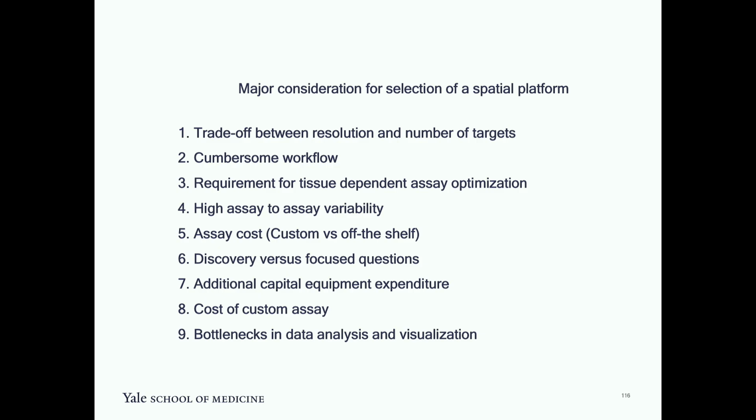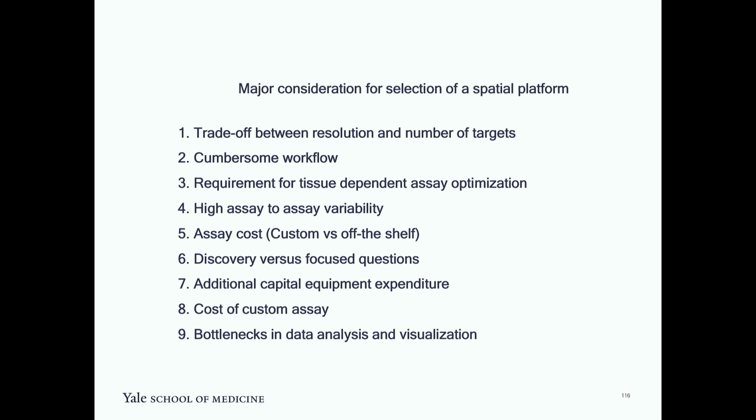Or the permeabilization protocol. For effective barcoding, you need to permeabilize each tissue properly, and based on each tissue's fiber content, as well as how much cartilage or bony content there is, you need to change your clearing as well as permeabilization protocol. Then there is high assay to assay variability.